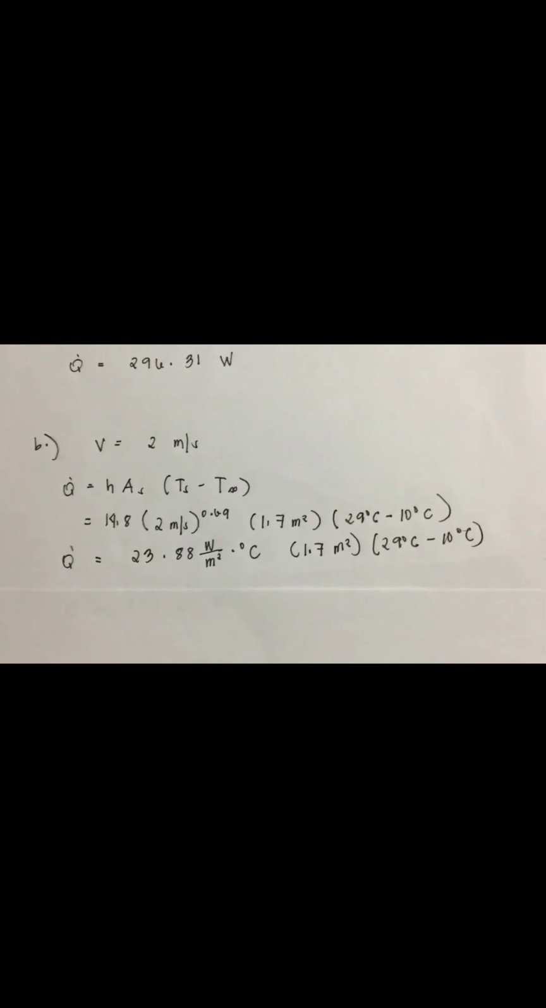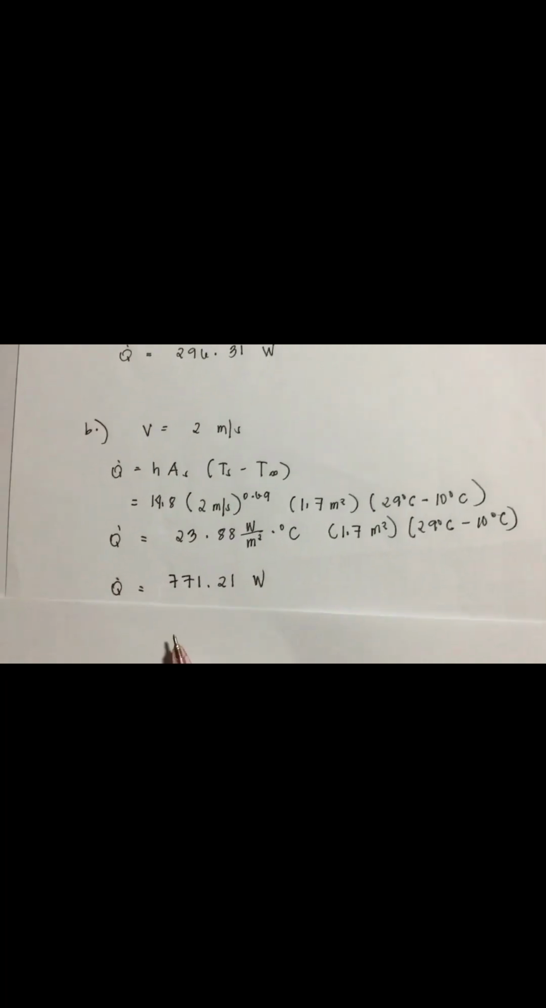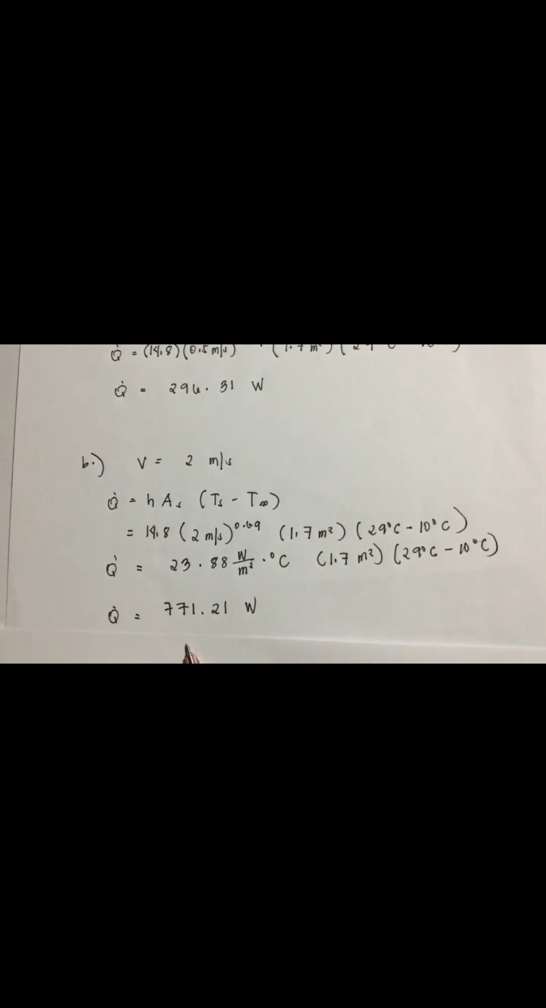Now, the value of h for this equation is 23.88 watts per meter squared degrees Celsius, times 1.7 meters squared, times 29 degrees Celsius minus 10 degrees Celsius, which is 19 degrees Celsius. So our answer for 2 meters per second is 771.21 watts.